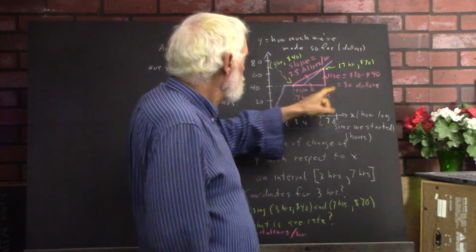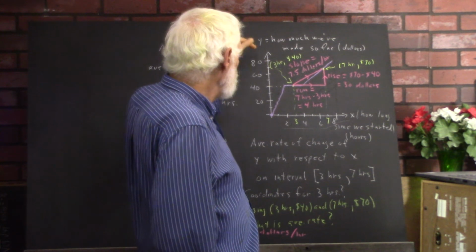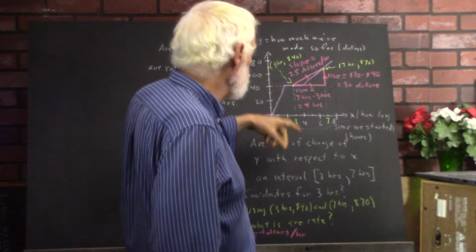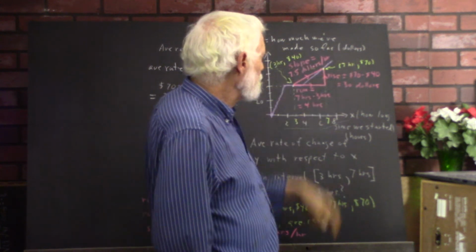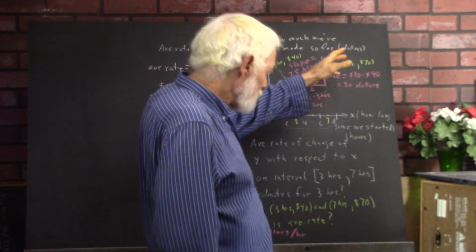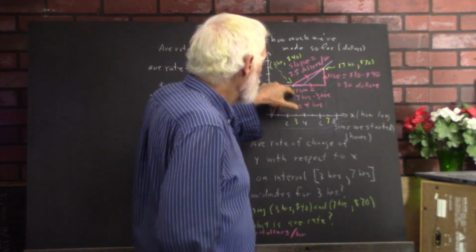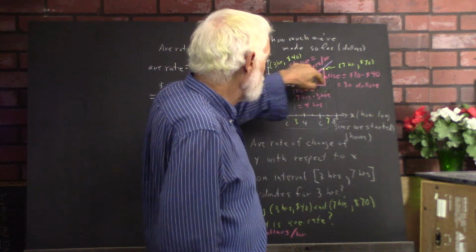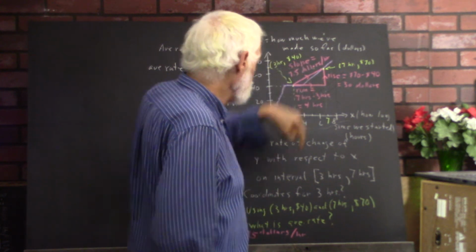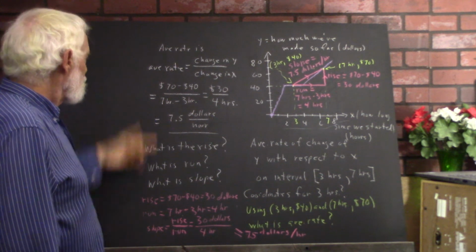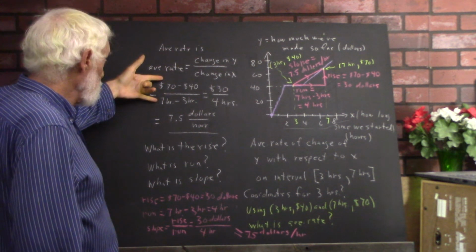Okay, so we have the rise, which goes from the $40 up to the $70. From $40 to $70, the rise is $30. The run is from 3 hours to 7 hours, 7 hours minus 3 hours, 4 hours. There's our rise, there's our run, corresponding to the numerator and denominator we used here.